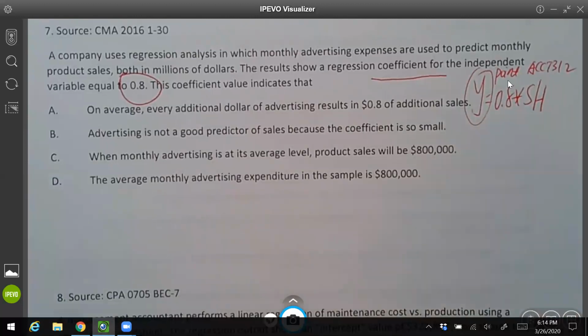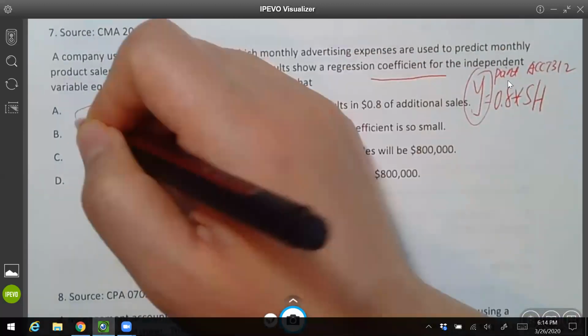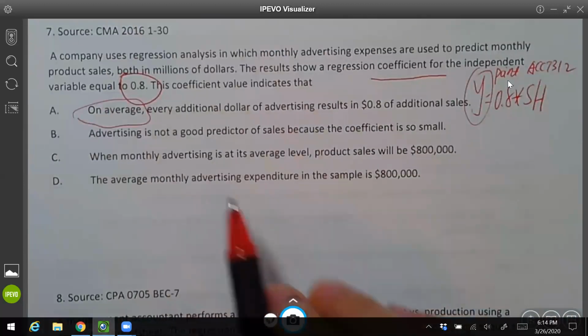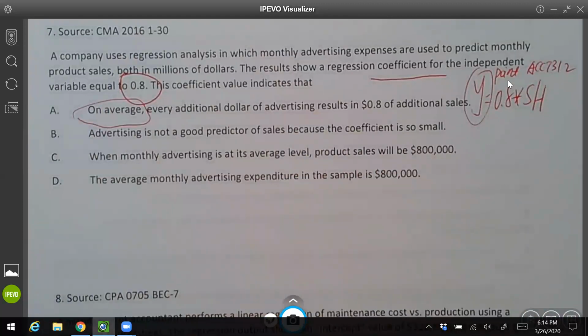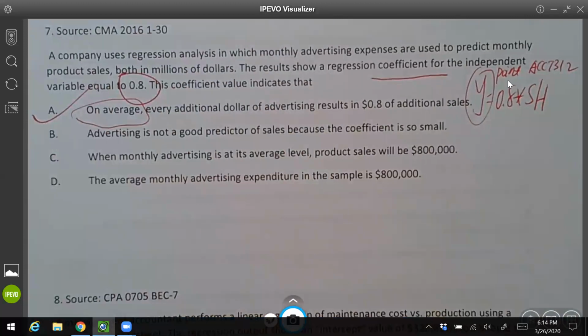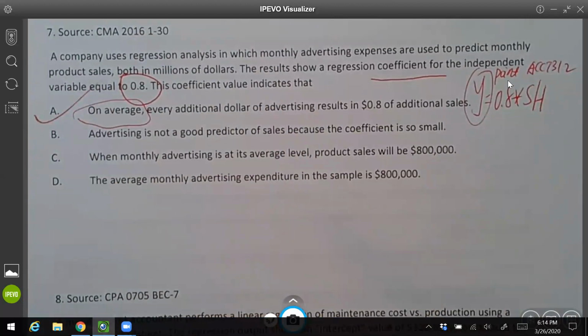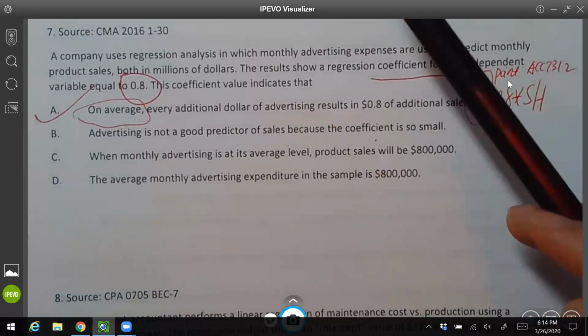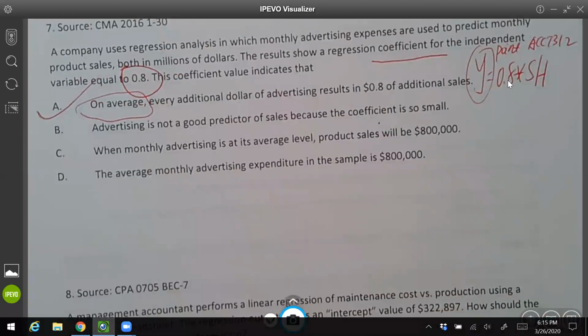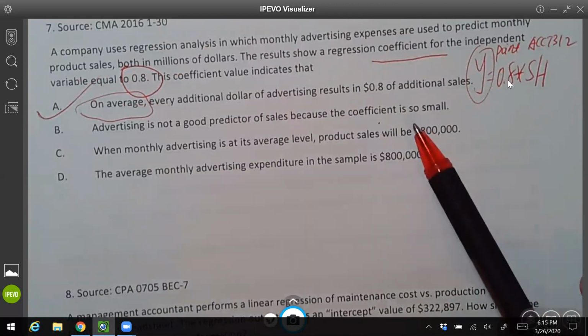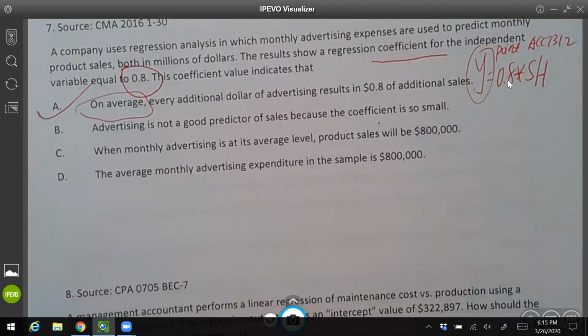Some keywords are "on average." So every dollar of advertising results in 0.8 of additional sales. That's the answer we got, choice A. I didn't talk about why B, C, or D are wrong, so let me know if you have any questions. Make sure you also know why the others are wrong, because I may change some wrong choices to correct choices and then put them in the exam.